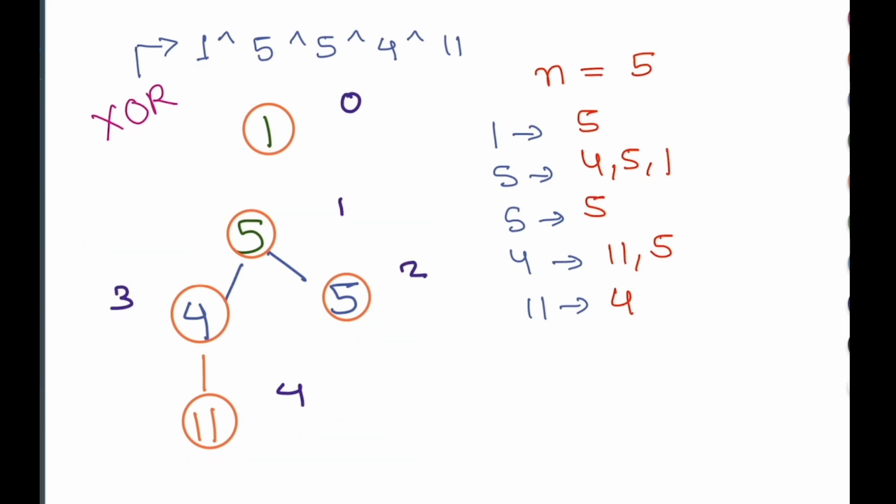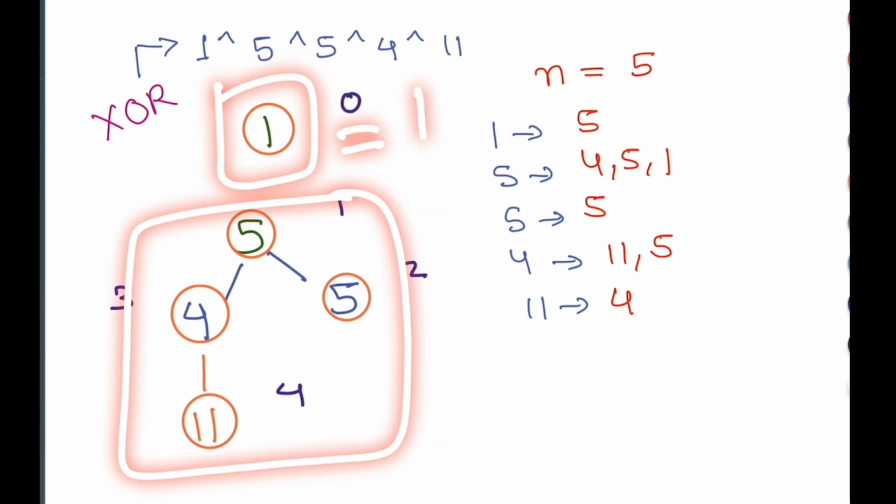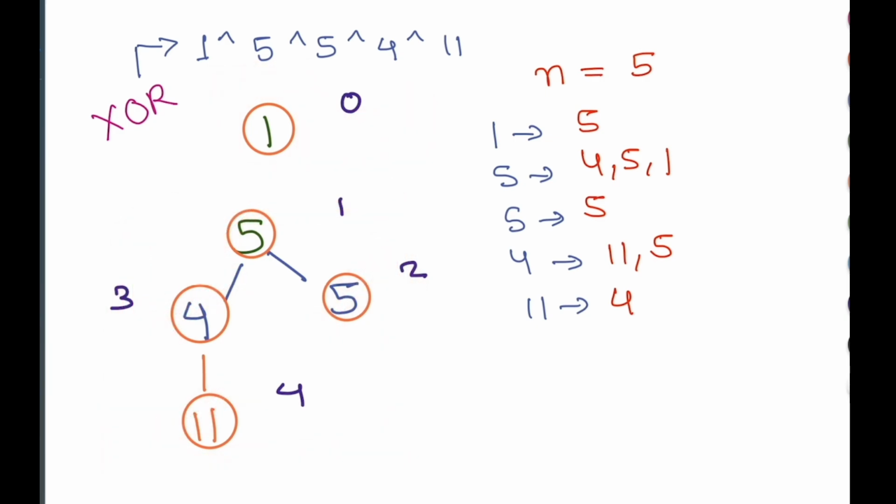Then what you can do is go through all the elements of this tree, and go through all the elements of this tree. Then you can say, okay, the first tree has the XOR value of 1. The second tree will have the XOR value of 5 XOR 5 XOR 4 XOR 11, right? And now this is one process of finding the XOR of two trees.